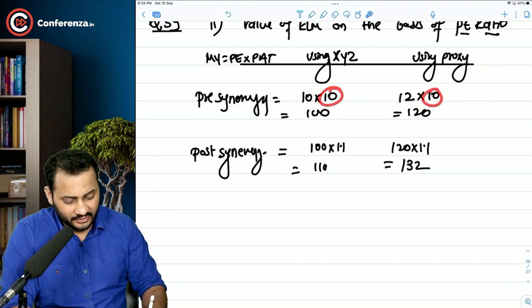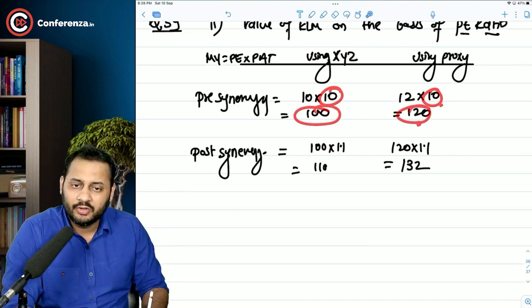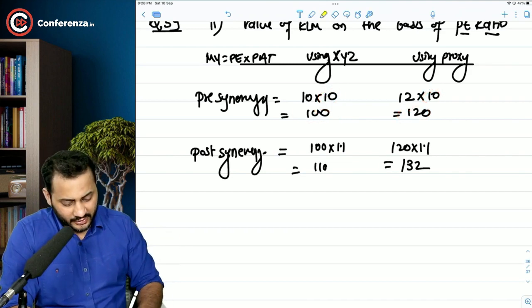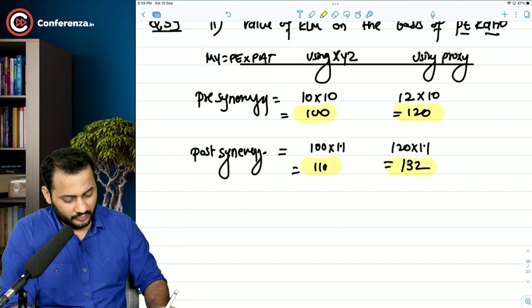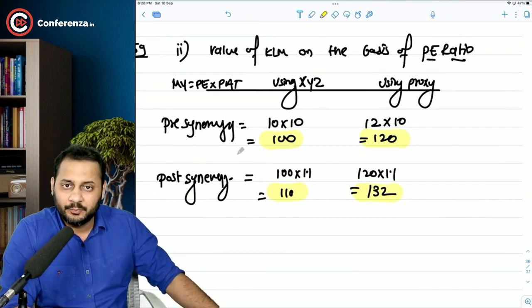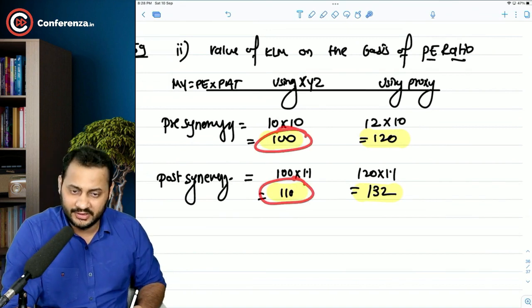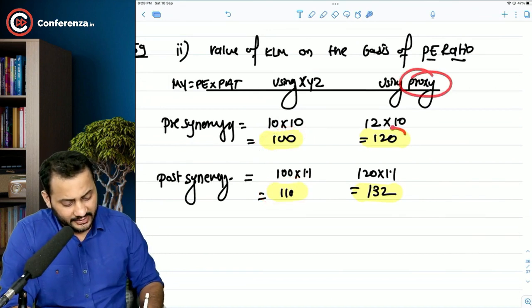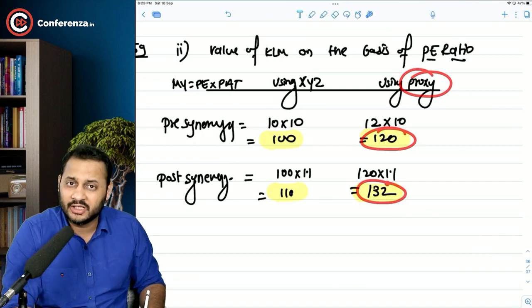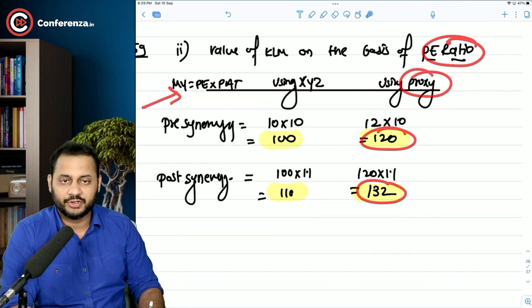You can increase the earnings as well, or you can increase the value directly, because everything will be multiplied at the end of the day. So these 4 are the values. Now understand, using XYZ data, the pre-synergy value is 100 and the post-synergy value is 110. Using proxy data, the pre and post synergy values are 120 and 132. This is just on the basis of PE ratio.